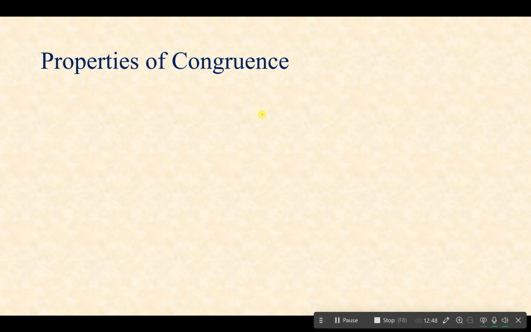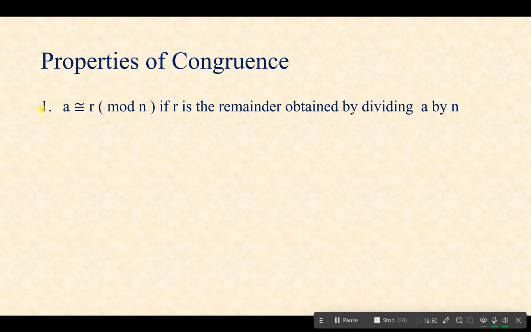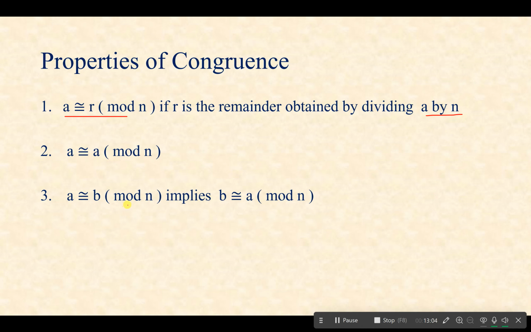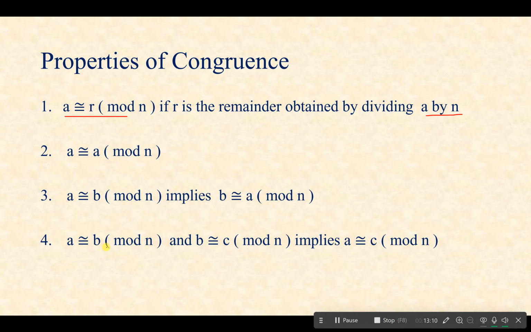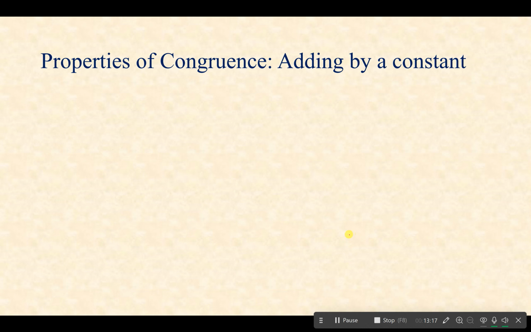Now we will see some important properties of congruence. So please write this down. All these formulas we are going to use next. A is congruent to R mod n if R is the remainder obtained by dividing A by n. A is congruent to A mod n. A is congruent to B mod n, which implies B is congruent to A mod n. A is congruent to B mod n and B is congruent to C mod n implies A is congruent to C mod n.